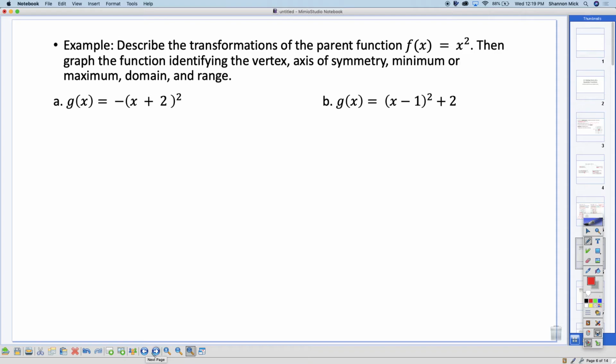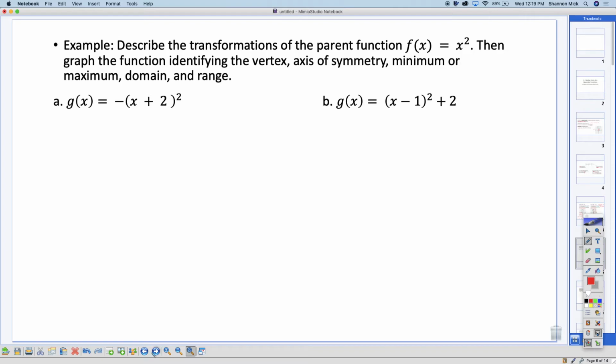Okay, describe the transformations from the parent function, then graph the function identifying the vertex, axis of symmetry, min or max, domain, and range. Okay, so I didn't do domain and range yet, but once I have a picture, will it be easy to do my domain and range? Should be. I don't want you to label things on the vertex with words. I want you to do it like we did before, okay? So you're going to write the problem down. Got it written down, right?